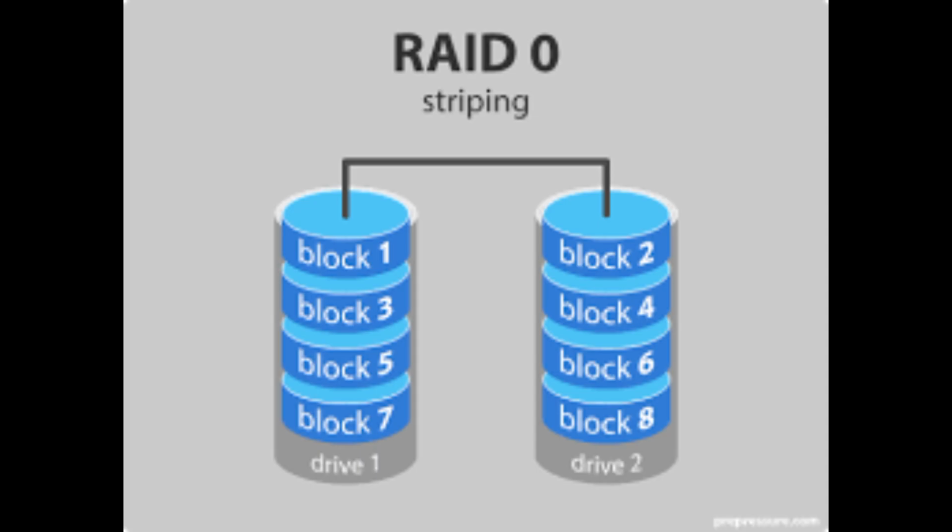RAID 0 is a configuration that focuses on performance and does not provide redundancy. In RAID 0, data is split into blocks and distributed across multiple drives in a way that enhances read and write speeds. This striping process results in increased data throughput as multiple drives can work simultaneously. However, the drawback of RAID 0 is that there is no data redundancy. If one drive fails, all data is lost, making it a risky choice for critical data storage.